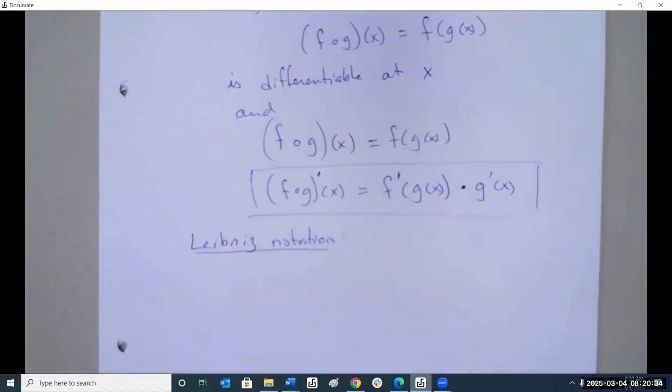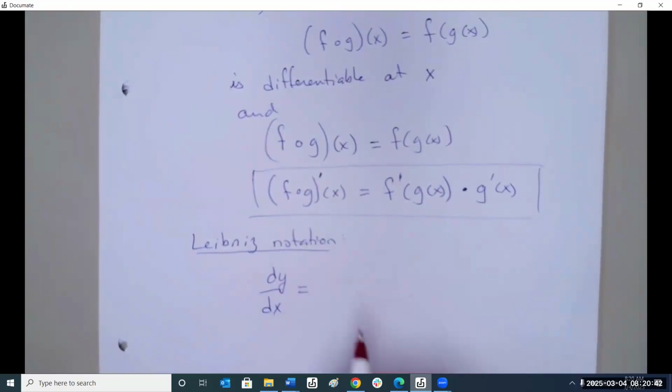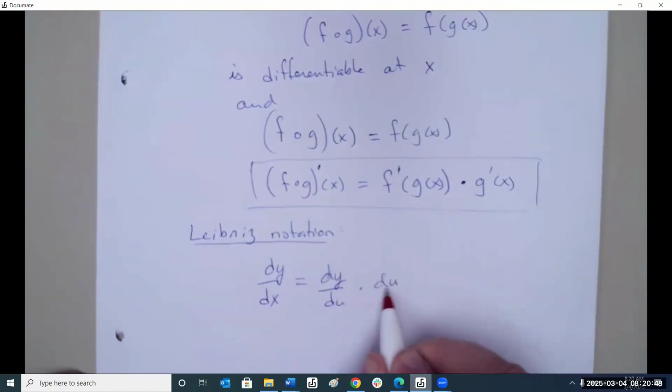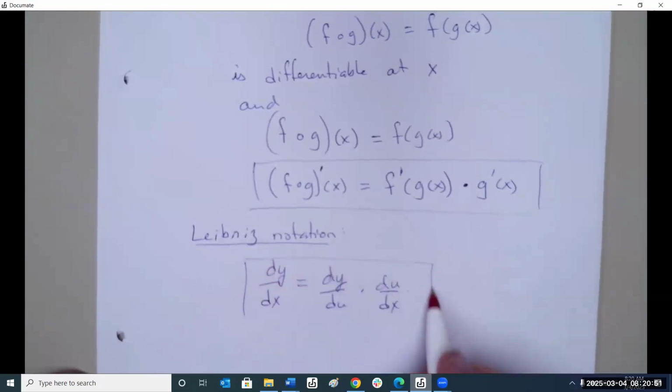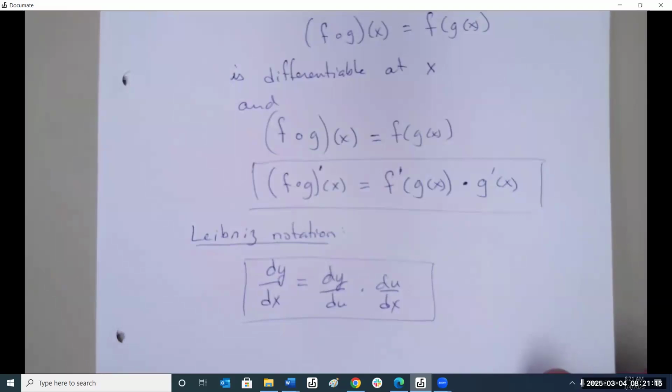That, of course, was Newton's. Leibniz notation for this was dy dx, the derivative of the function, is equal to dy du times du dx. They both mean the same thing. So again, it's take the derivative.